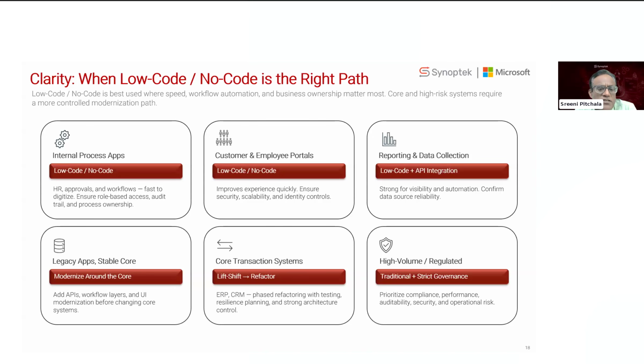And legacy apps and stable core, this is the area where low code is probably not the right fit. I would not say right away it is the right fit. So you probably have to modernize around the core. Take the pieces around it and then think about the core and transactions. So this is like our ERP, CRM, which are legacy applications that it's not easy to do with low code. What you typically do is lift and shift.